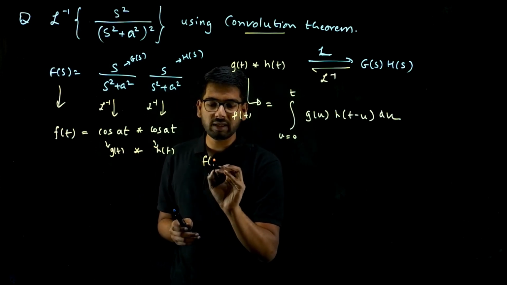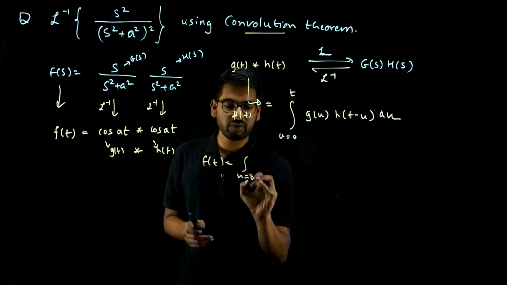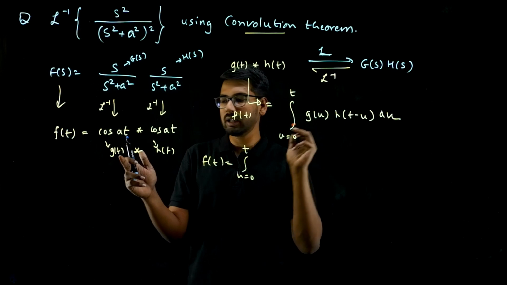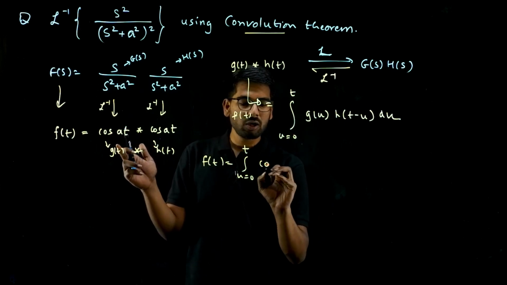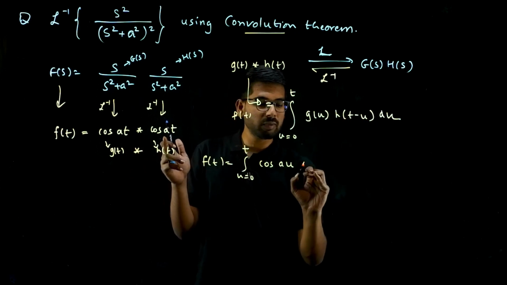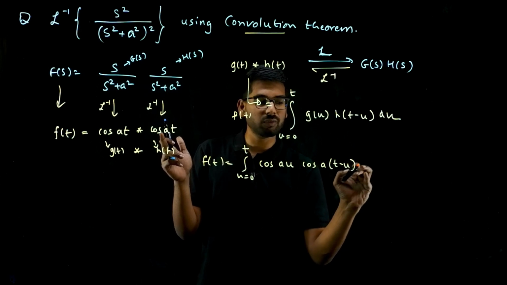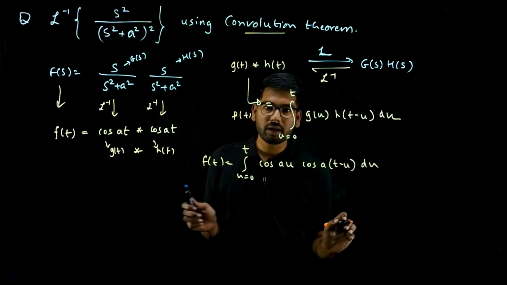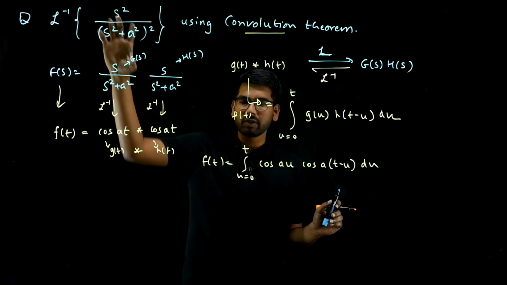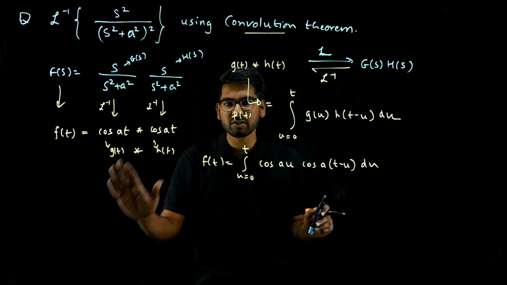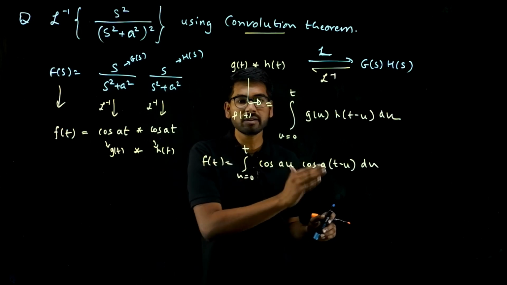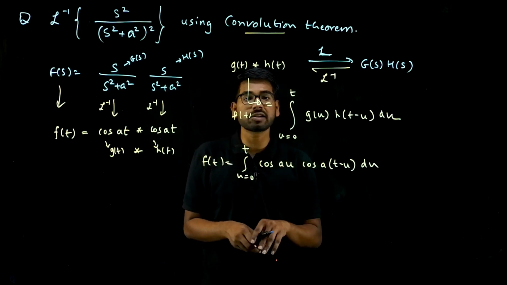So what do I get? f(t) is equal to the integral from u equals 0 to t. In place of t, I substitute u in g: g(t) is cos at, so g(u) will be cos au, multiplied by h(t minus u). h(t) is cos at, so h(t minus u) will be cos a(t minus u), with respect to u. Okay, so this is all the convolution theorem. The convolution theorem ends here. You only have to split the given function into two functions, take the inverse Laplace transform of the individual functions, which are easy by the way, and then take the convolution. Convolution is the integration of this and this. From this point onwards, it's an integration question.